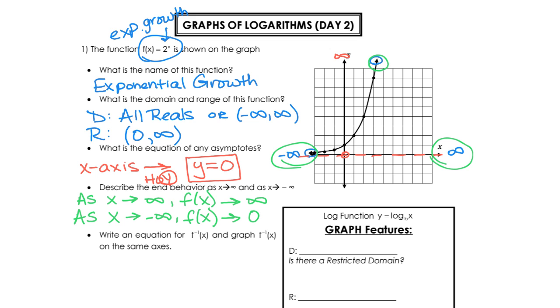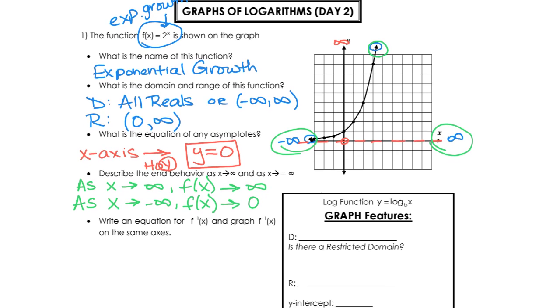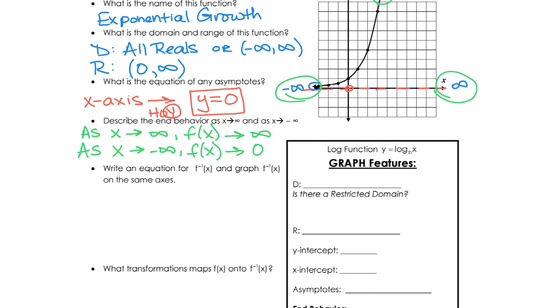Next up, we have: write an equation for the inverse and then graph the inverse on the same axes. All right, so we're going to go ahead and write the inverse. Remember the steps in an inverse, we just reviewed them in the warm-up. And so the first step is to switch x and y.